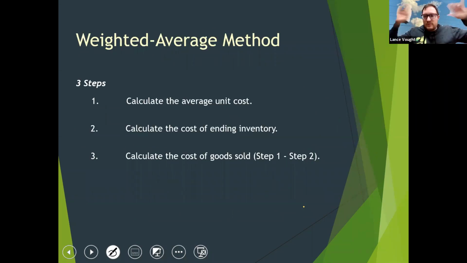So the three-step process for the weighted average method is the first two are going to be the same, but the methodology is slightly different. Or actually, that's not true.